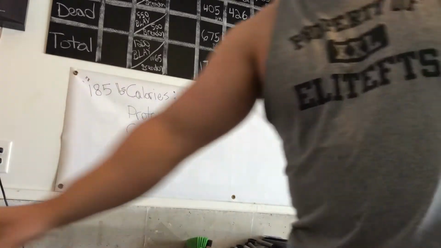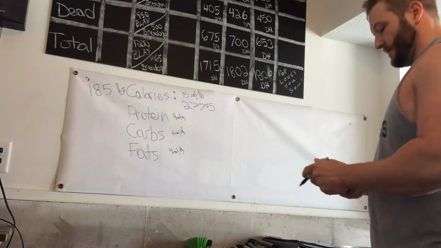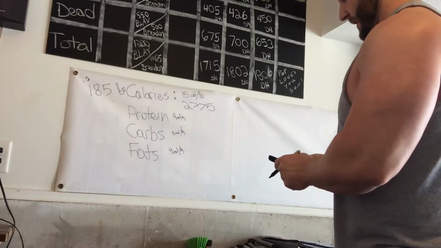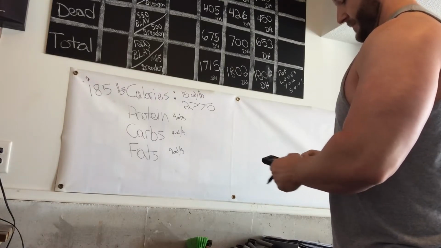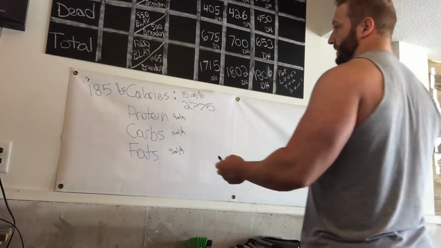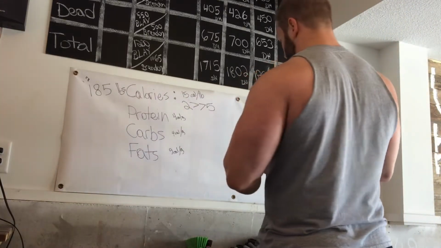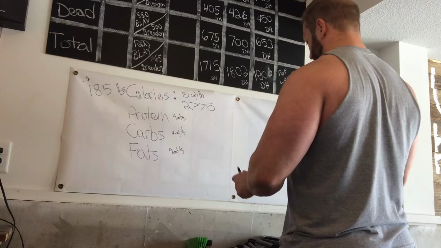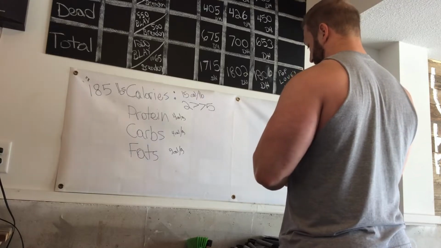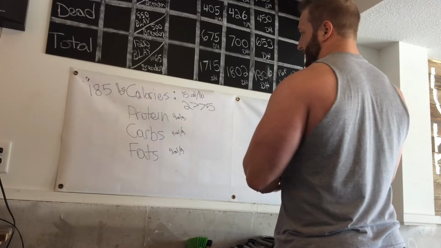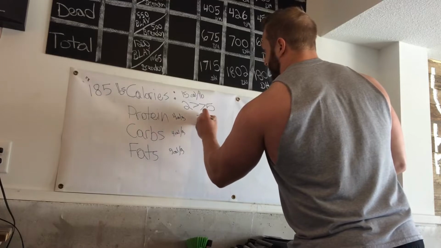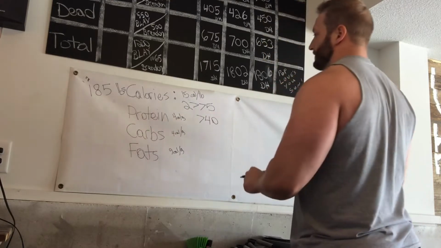Pretty simple. I want a gram per pound. So for 185 pounds, because we're going to take 1 gram per pound, take this times 4. That gives us 740 calories.